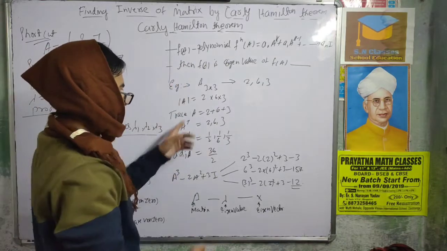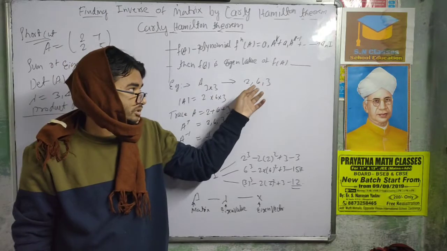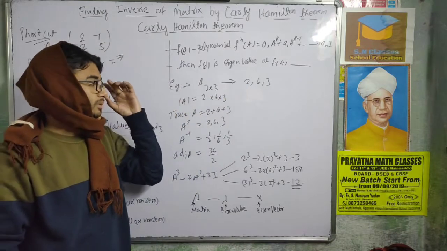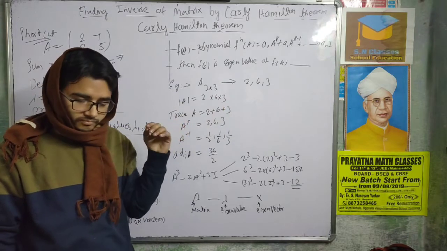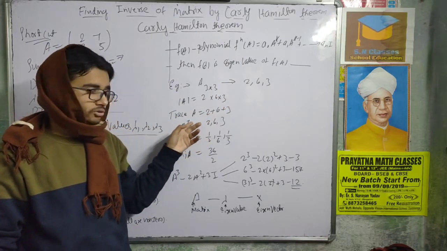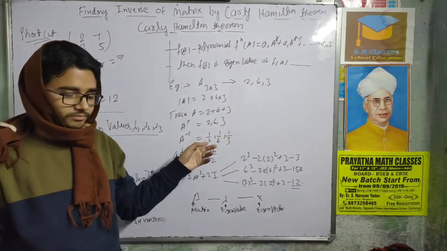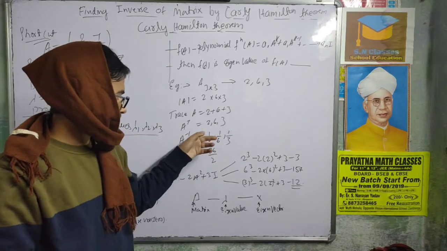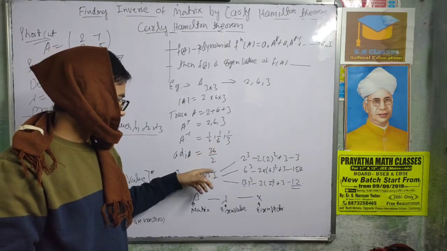Say for example, if the eigenvalues of a 3 by 3 matrix A are given as 2, 6 and 3, what is the property for the determinant of A? 2 into 6 into 3. The trace of A is 2 plus 6 plus 3. The determinant of A transpose is 2 into 6 into 3. The inverse of the matrix has eigenvalues 1 by 2, 1 by 6, 1 by 3. The adjoint of A has eigenvalues 36 by 2, 36 by 6, 36 by 3.